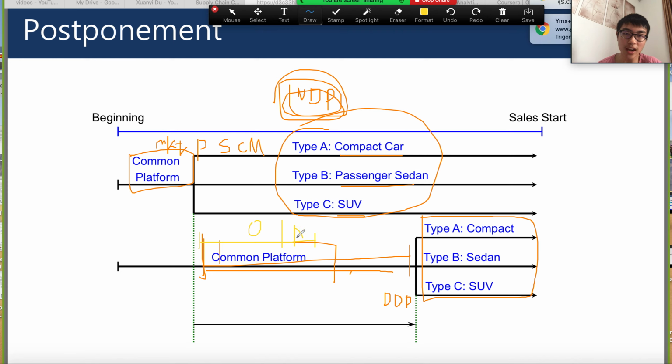So OA, analysis, research. So OAR, you just memorize this as OAR. So observation, analysis, and research. So during maybe 40 to 50% of the time in their extended common platform, they are doing observation, analysis, and research based on already published cars in the market.